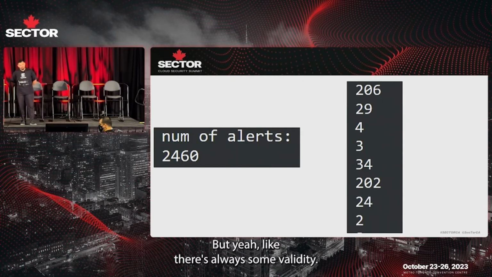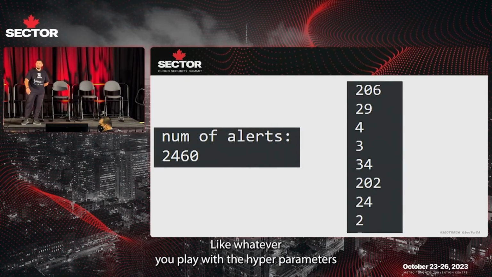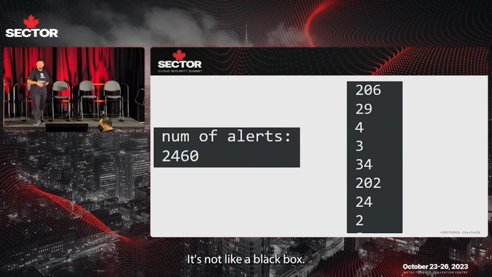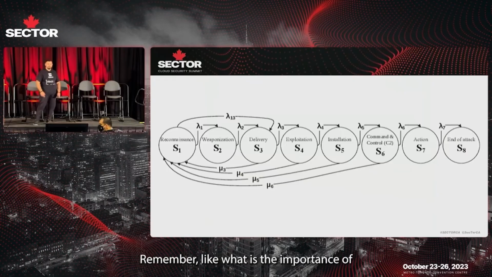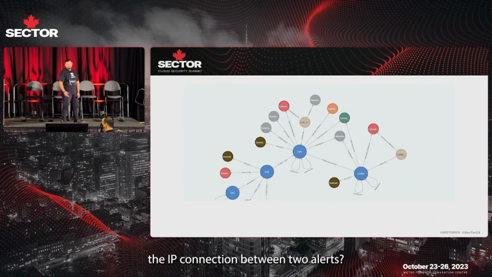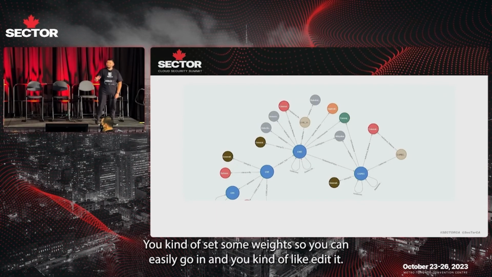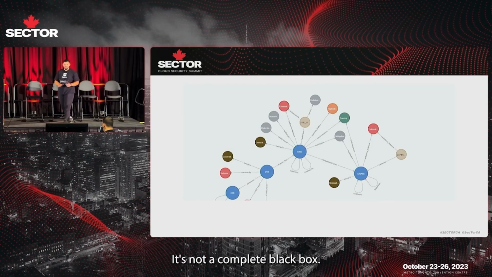But yeah, there's always some validity, whatever you play with the hyperparameters. At the end of the day, you're putting some logic into it. It's not like a black box. So you say, what is the importance? Remember, what is the importance of the IP connection between 2 alerts? What's the importance of the geolocation of the IP? You set some weights, so you can easily go in and edit it. It's not a complete black box.